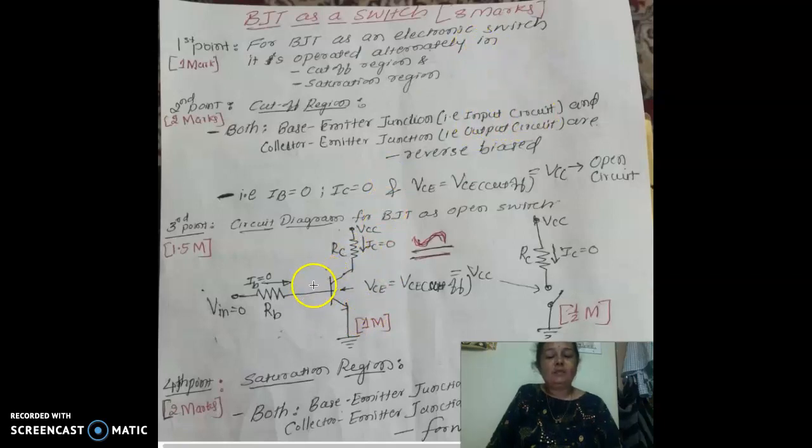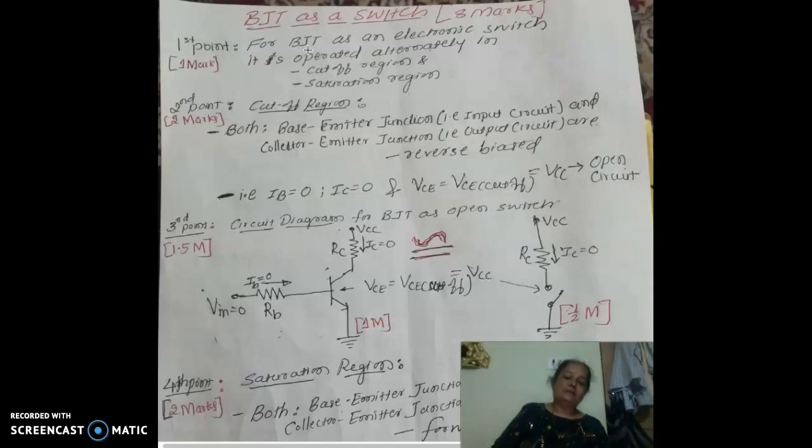Similarly, there is one more junction, and that is the collector to emitter junction. It is on the output side, so this is referred to as the output circuit. This BJT, the ordinary transistor, has three regions in its characteristic plot.